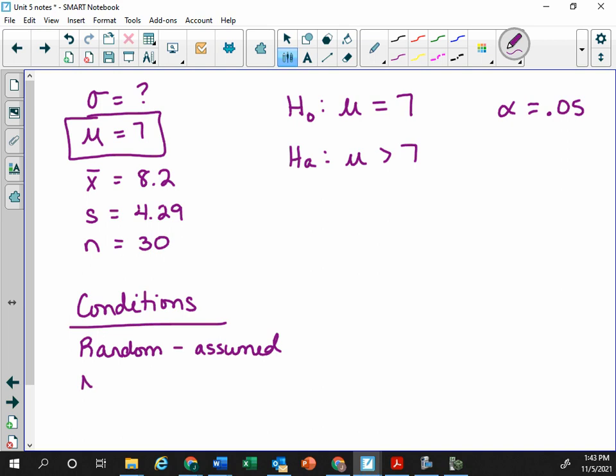What about normal? Yeah, it's just big enough. Our sample size was 30. 30 is greater than or equal to 30, so we can use the central limit theorem there. Yes.